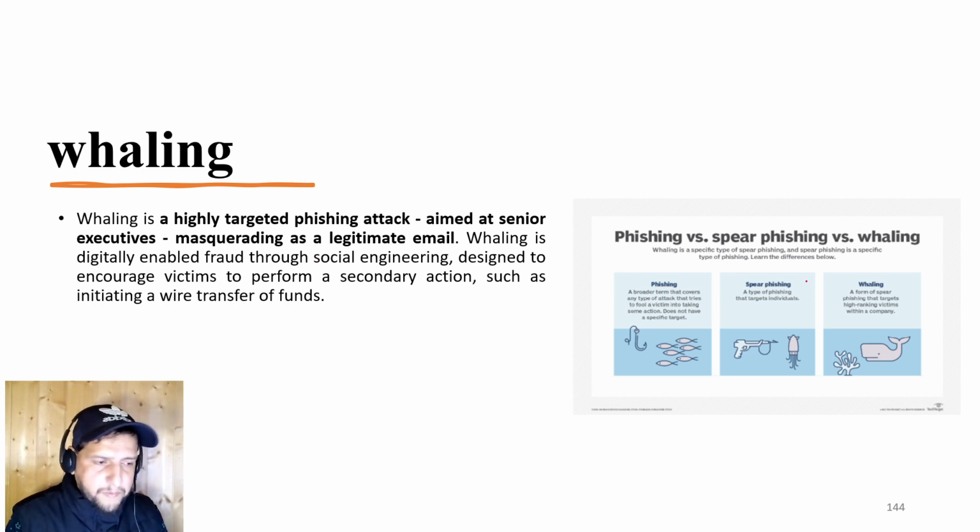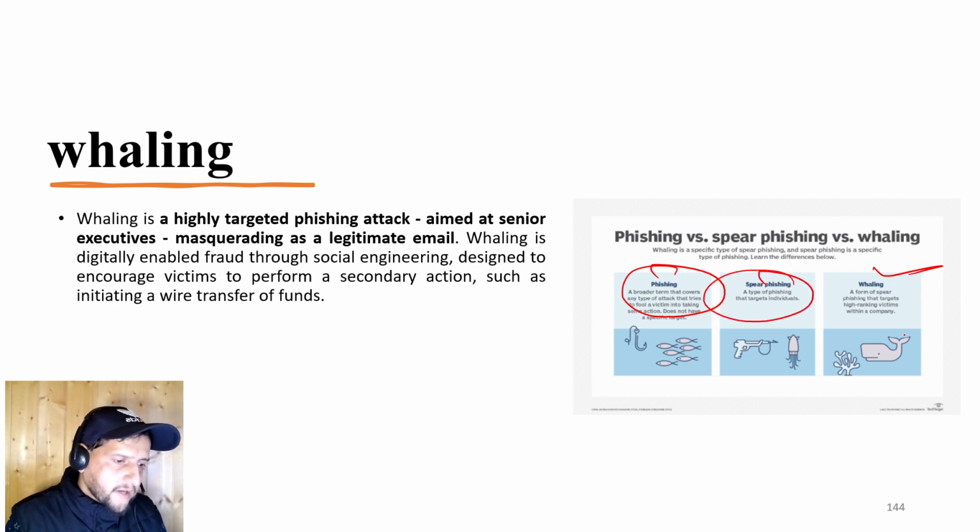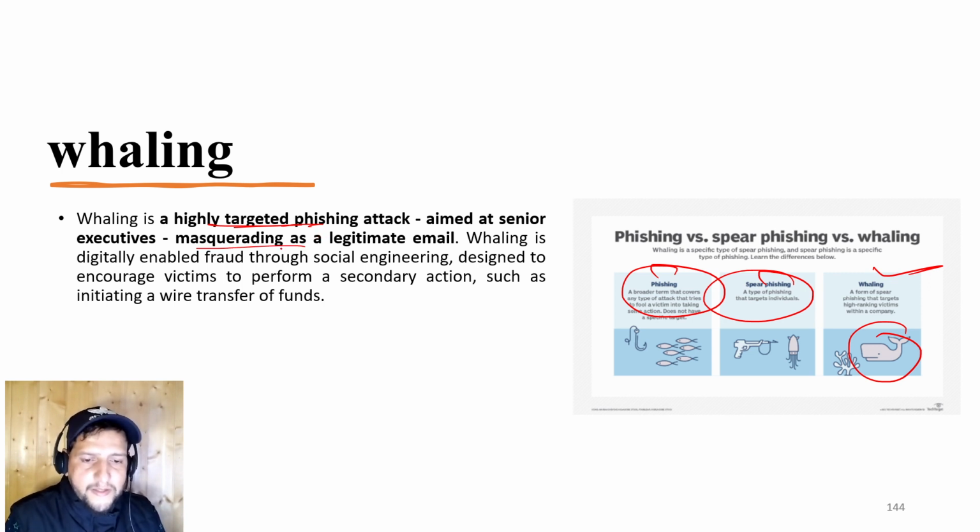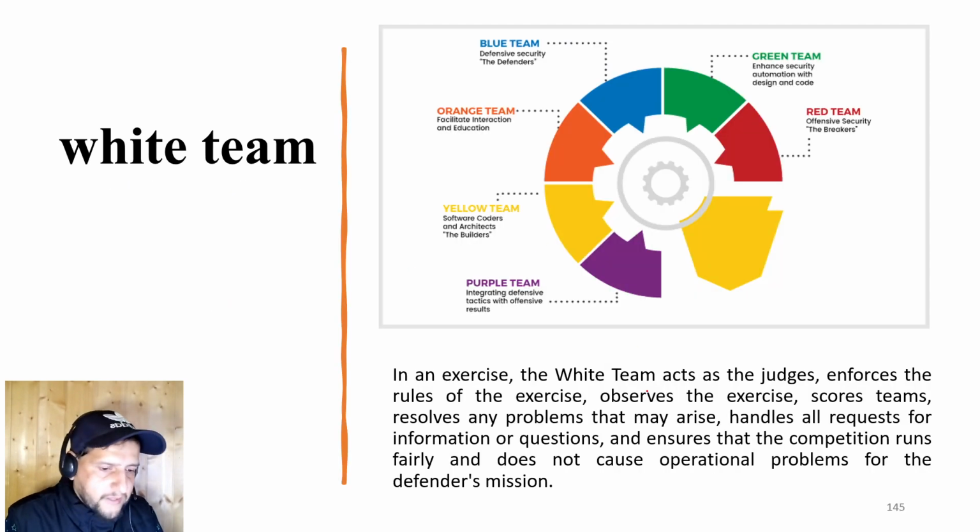Whaling, it's a big fish where you capture a big fish. So phishing is where someone sends an email. This is targeted phishing, but whaling is a big fish. You target highly senior executives, masquerading as a legitimate email. Whaling is digitally enabled fraud through social engineering designed to encourage victims to do a secondary action like initiating a wire transfer of funds.